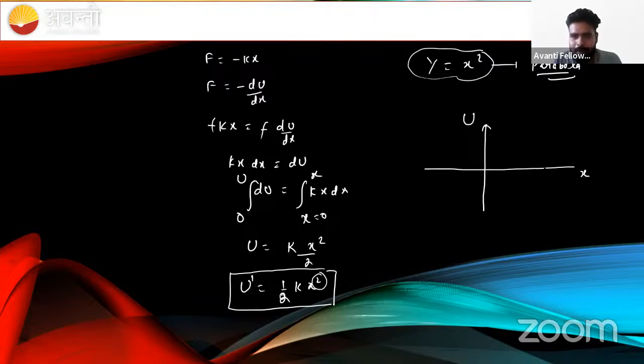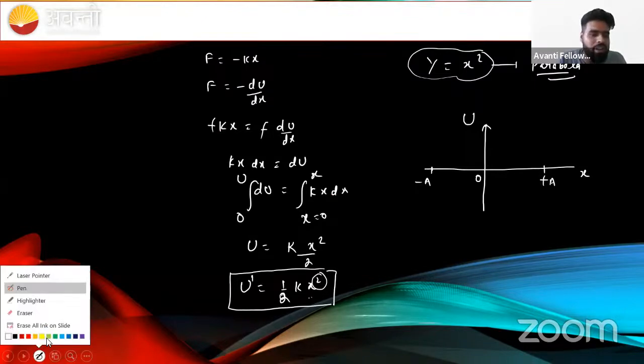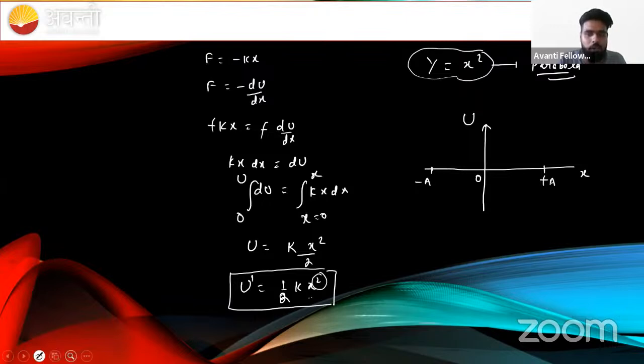The particle is performing SHM between extreme positions, that is x equal to plus a and x equal to minus a. This is x equal to 0. If we put x equal to 0 here, potential energy is 0. If we put x equal to plus a, potential energy is half k a square. If we put minus a, again half k a square. And we already know this is the graph of a parabola.